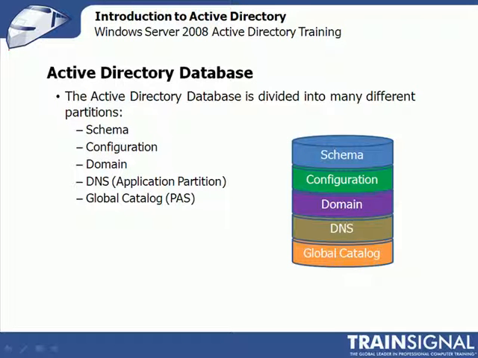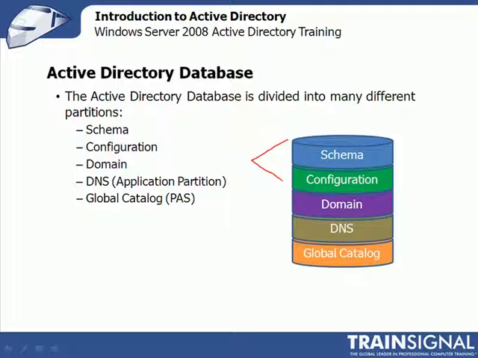So now if we take a look at the Active Directory database itself, the Active Directory database is divided into many different partitions. Now I've broken down 5 of these potential partitions here on the screen. But there is the ability to have additional partitions beyond just what you see here. And actually, I'll get specific with that as we go through these. Now, first of all, let's go ahead and start off with the schema and the configuration partition.